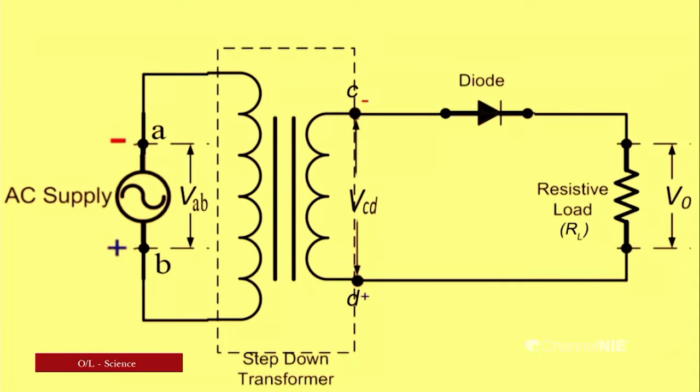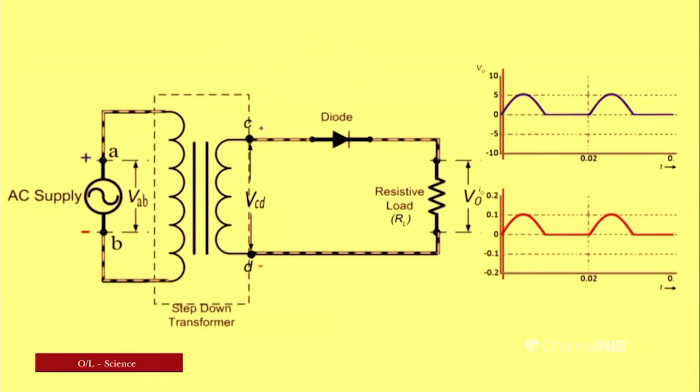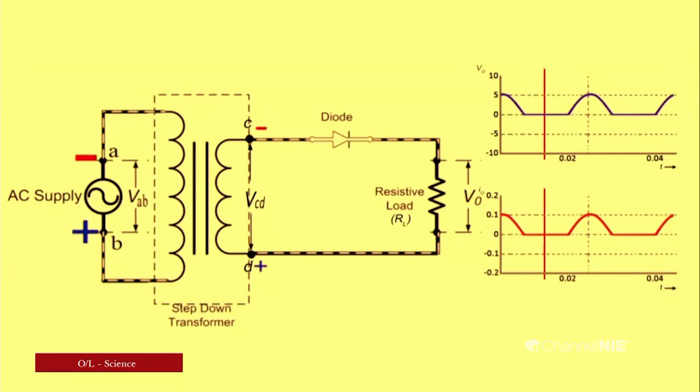When the negative positive changes alternately, it becomes positive negative positive negative. The direction also alternates, but here the diode allows only the positive half to pass through. You can watch, the positive half passes, the negative half does not pass through the diode. Again the positive half passes through the diode.